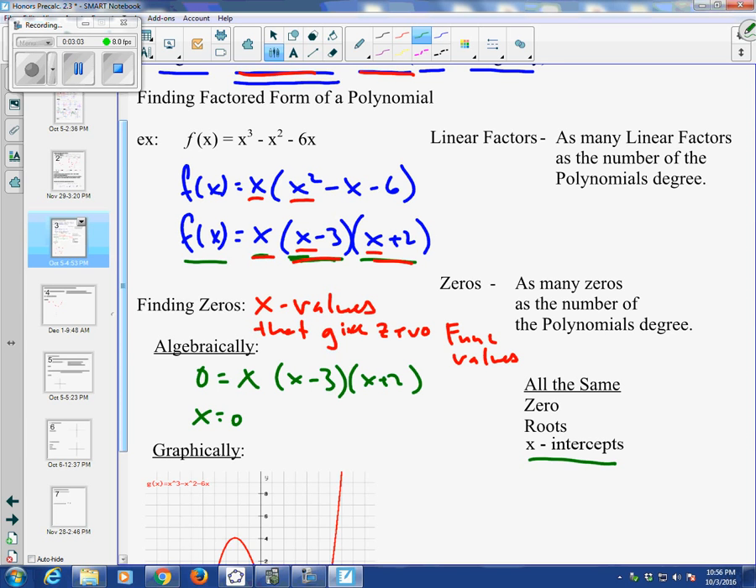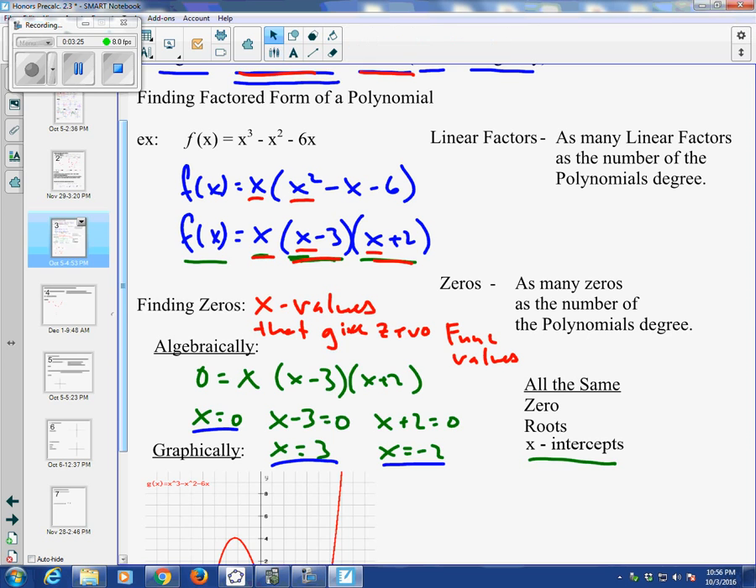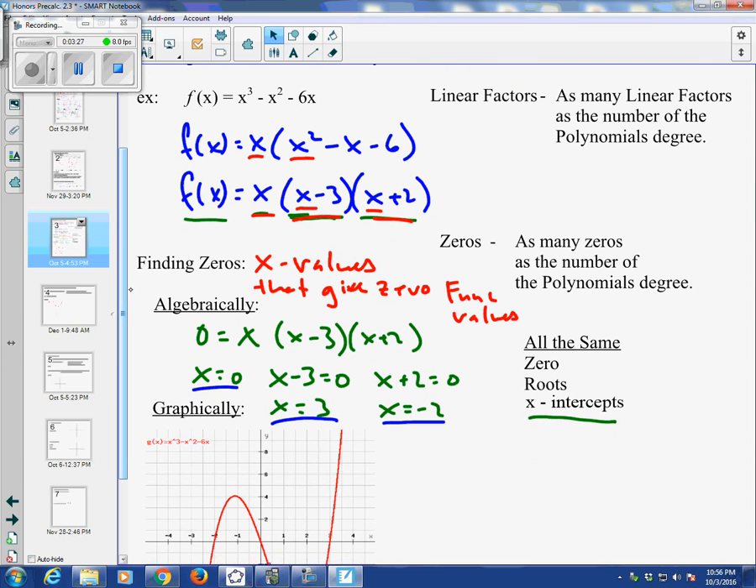So x equals 0 is going to be 1 zero. We'll get a zero from setting x minus 3 equal to 0, and we'll get a zero from setting x plus 2 equal to 0. Right here we can say another zero is going to be x equals 3, and our last zero is going to be x equals negative 2. So the 3 zeros that come from our 3 linear factors are x equals 0, x equals 3, and x equals negative 2.